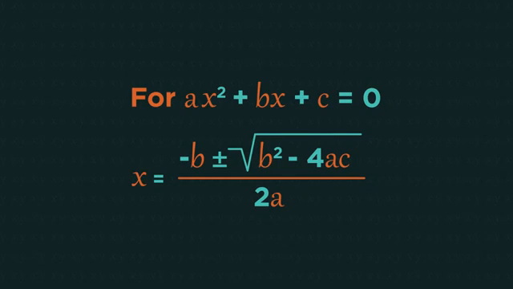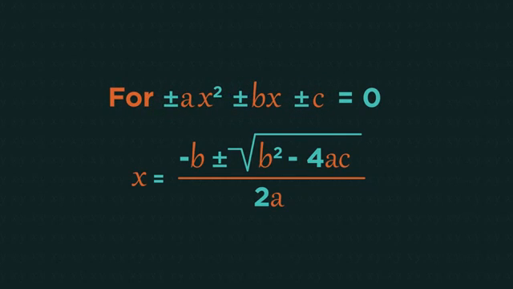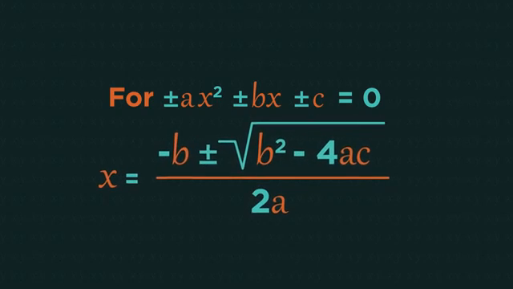Firstly, make sure your quadratic equals 0. Then a is the number in front of the x squared, b is the number in front of the x, and c is the number on its own. Make sure you keep the sign in front of the numbers. And then we just substitute the values into the formula.